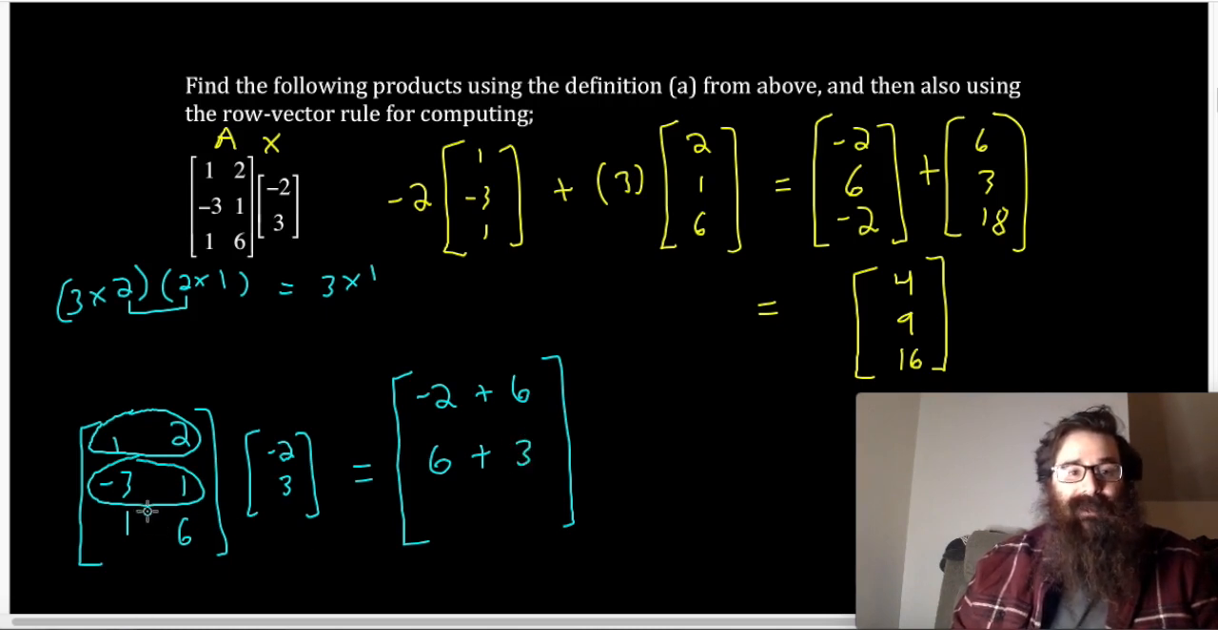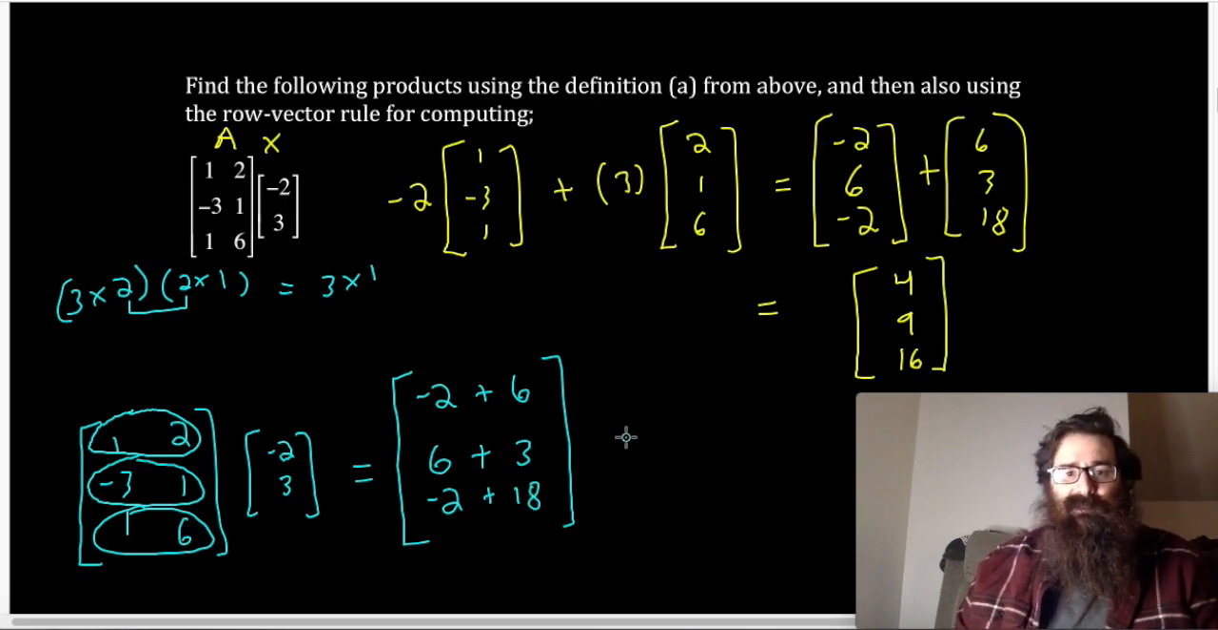And now I'm ready for that last entry. So now I go back to A and I want to go to the third row, and I want to multiply into that column vector. So first entry is 1 times -2 gives me -2, plus the second entry of the row, the second entry of the column vector, 6 times 3 gives me 18.